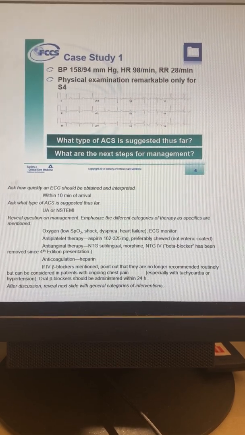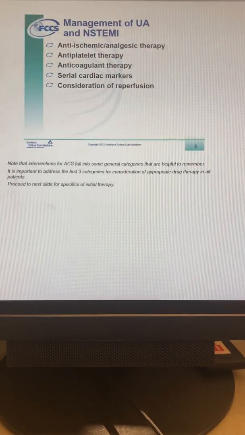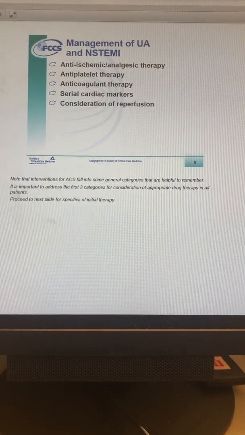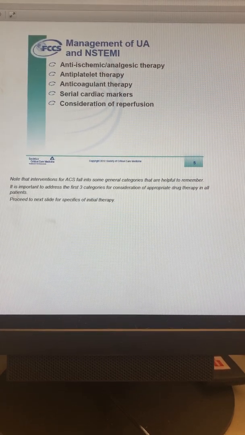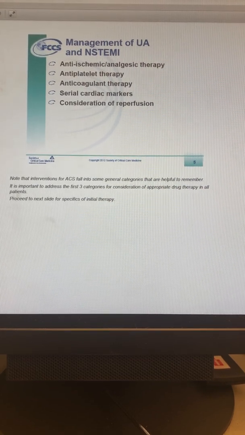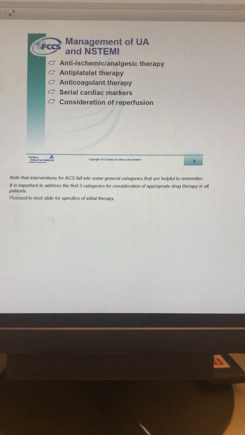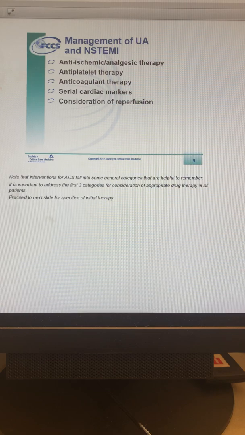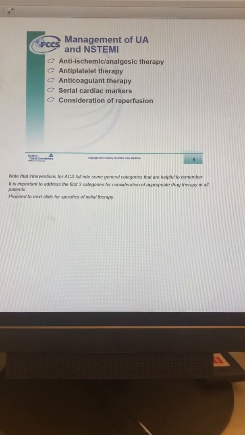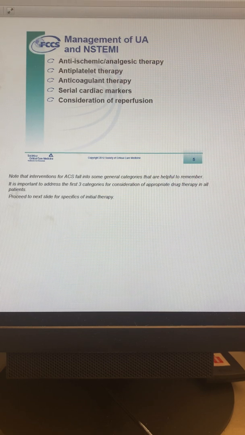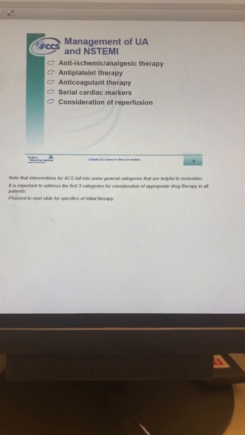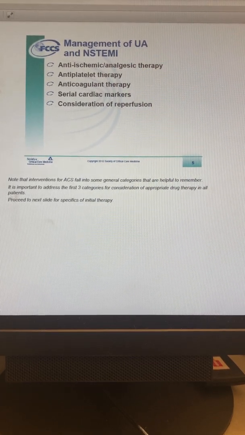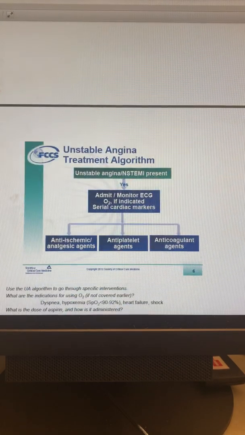All right, moving on. So just to recap, the management of unstable angina and non-ST elevation MI is anti-ischemic analgesic therapy. And that's your nitroglycerin, your morphine. Antiplatelet therapy, that's your aspirin, chewable aspirin. Anticoagulant therapy, that's your heparin. And then you do serial cardiac enzymes, the troponin serially that we've done, and we do all the time. And then you have to think about, do I send these patients to the cath lab or not? And that's what the cardiologist will be thinking about the moment we admit these patients.